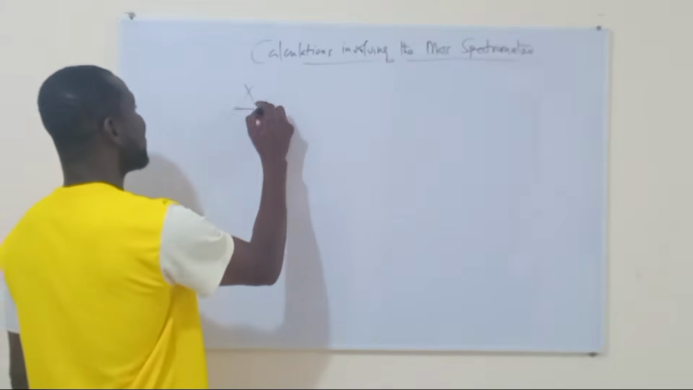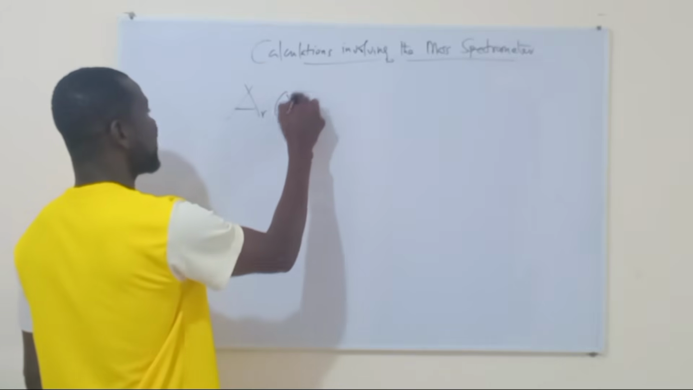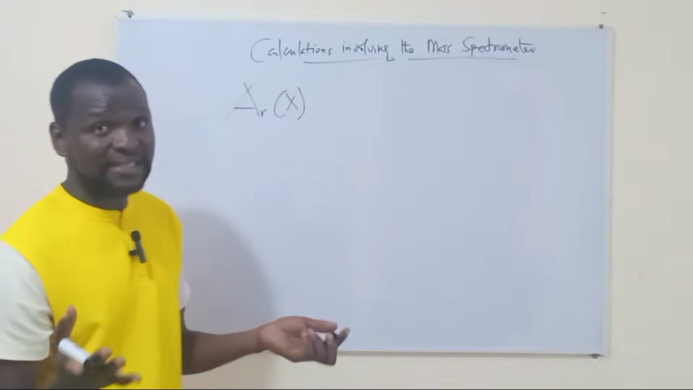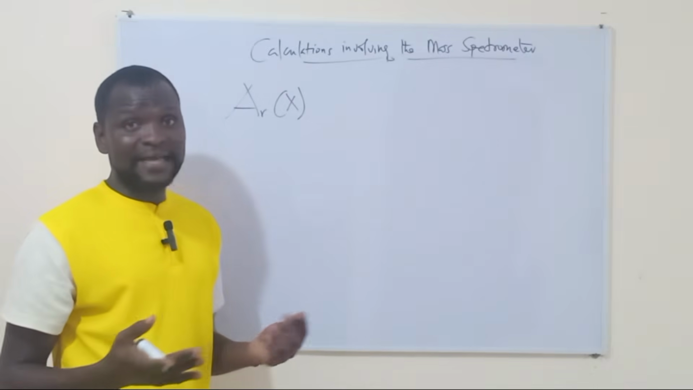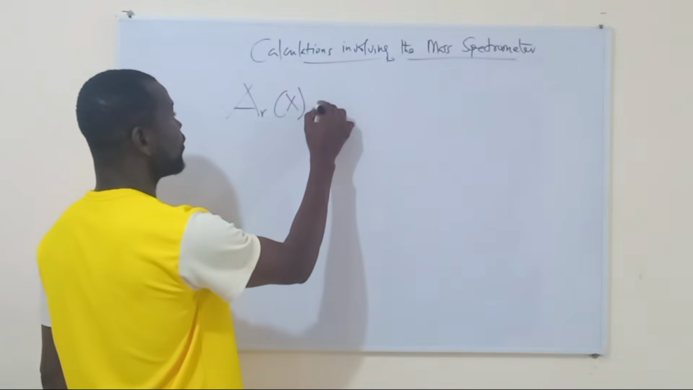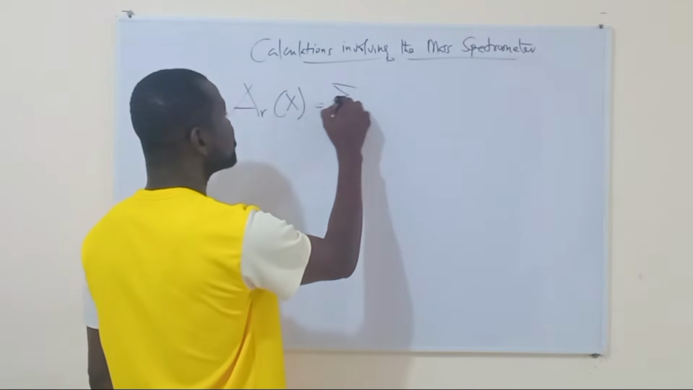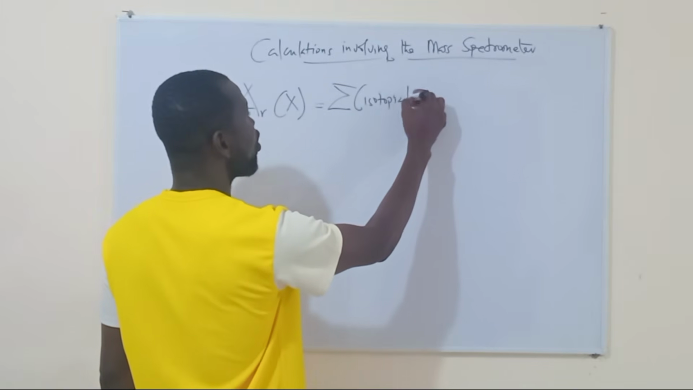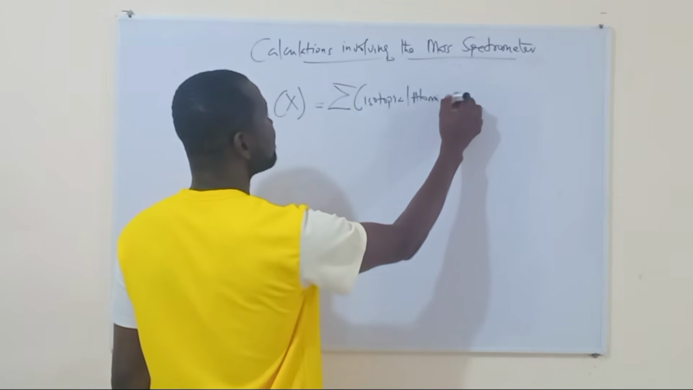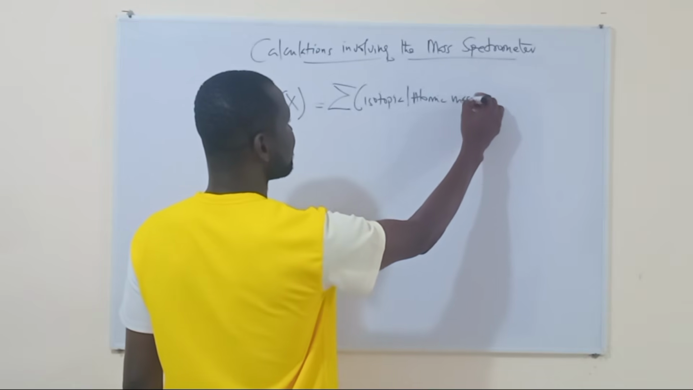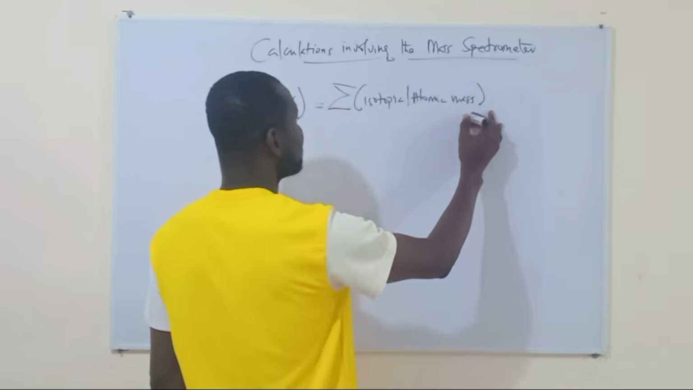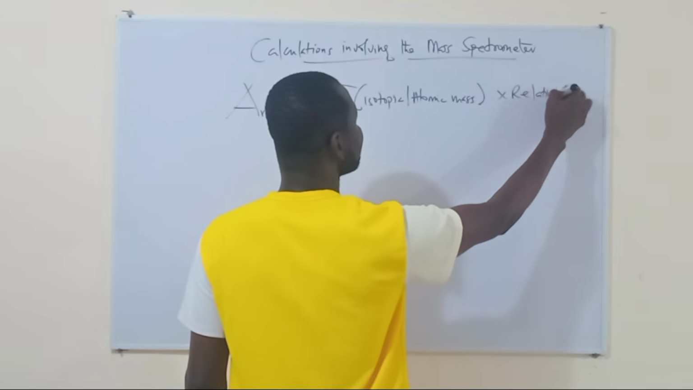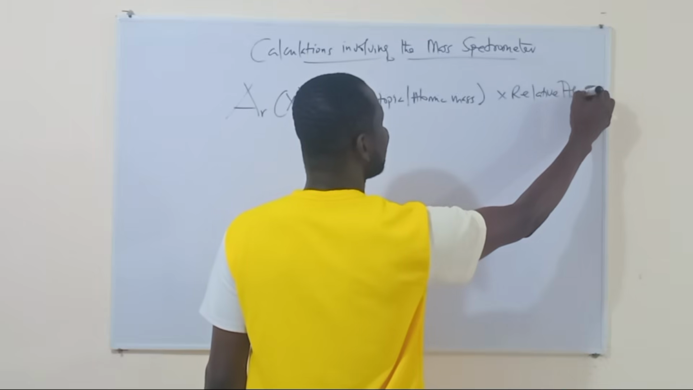I have Ar of X, which indicates the relative atomic mass of my sample. I don't know what sample it is, so I am assuming that that sample is X. That is equal to the summation of the isotopic atomic mass times the relative abundance.